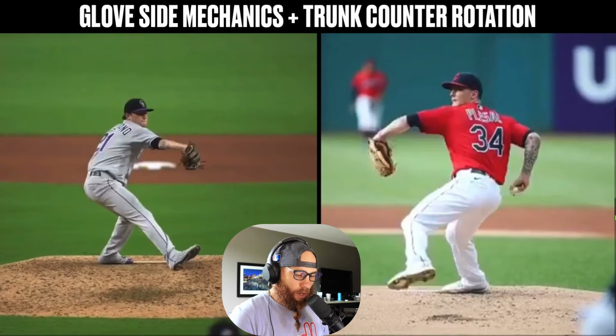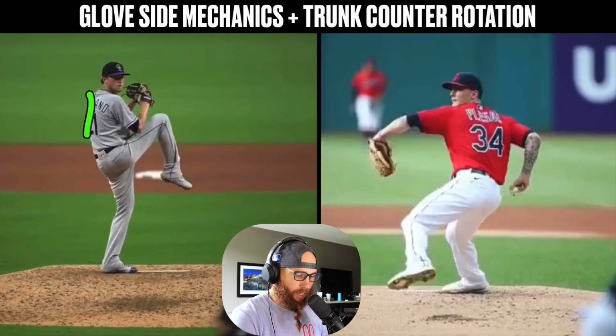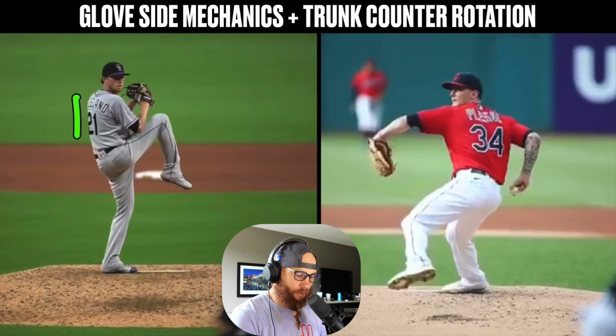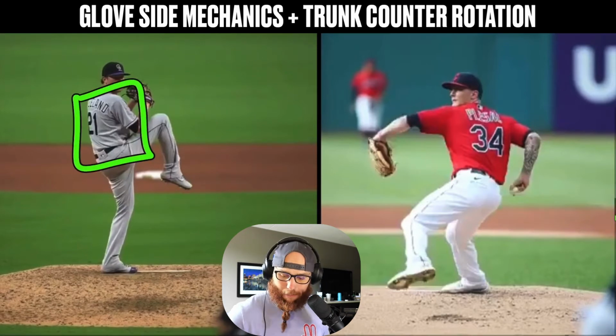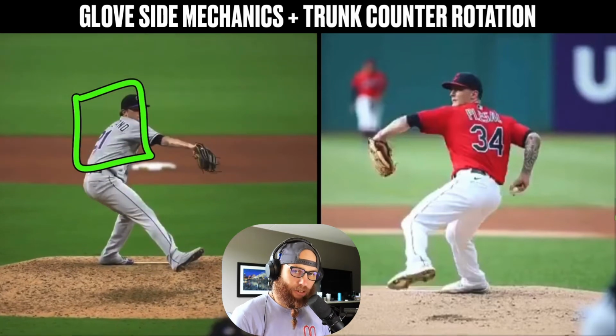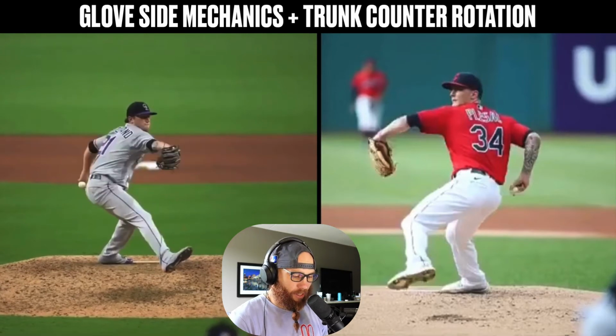Now, I will go off the trunk posture, and I perceive that as a neutral trunk, essentially a preset neutral trunk. You can see where it is right here. You can see half the last name, and that posture of his trunk in his peak leg lift does not change when he goes and establishes his glove side. So I would say that there's a neutral trunk and he's linear with his glove side.